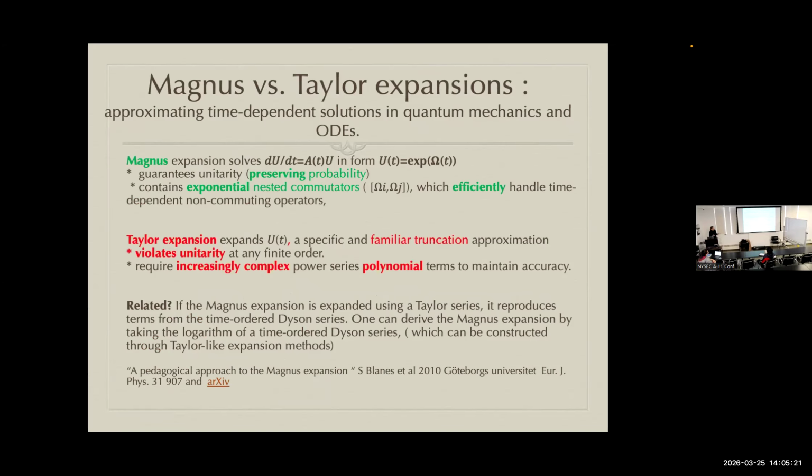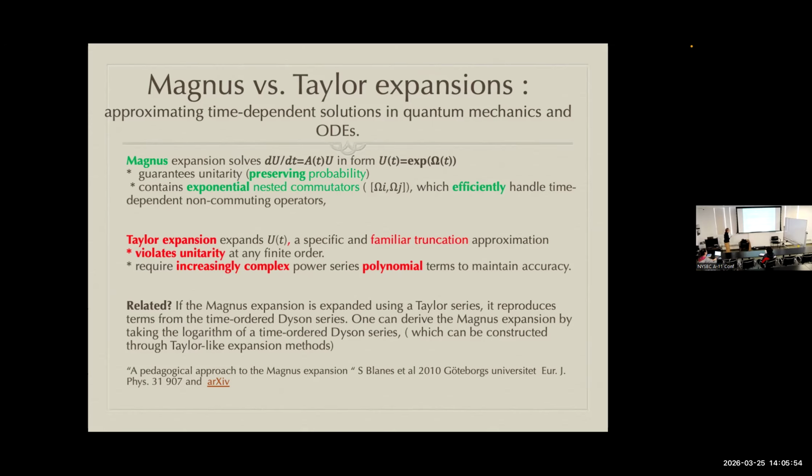Now, what kind of an expansion is this? Let's look at what we're dealing with here in the kind of big picture. So we could have used a Taylor expansion. They're both approximating time-dependent solutions in lots of contexts, not just NMR. The Magnus expansion solves this general problem in a form that looks an awful lot like a rotation, and in fact, a guaranteed unitary. It preserves probability. It contains nested exponential commutators, which efficiently handle what we need here.